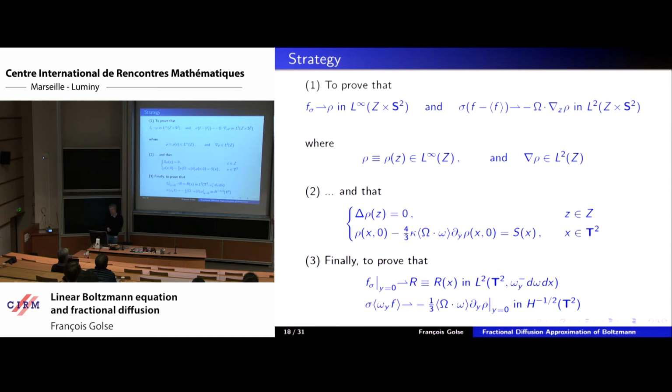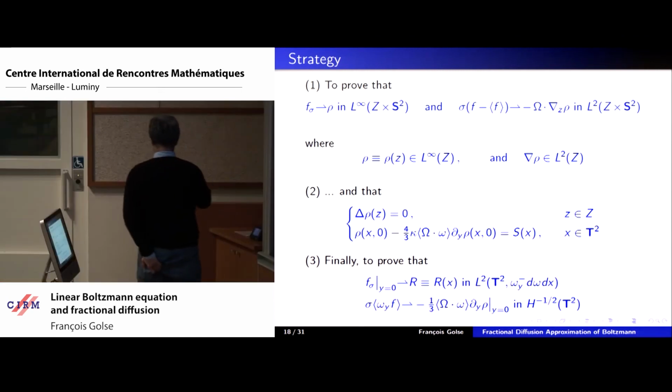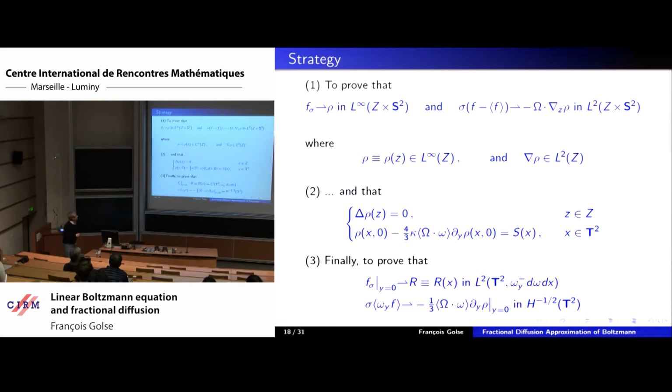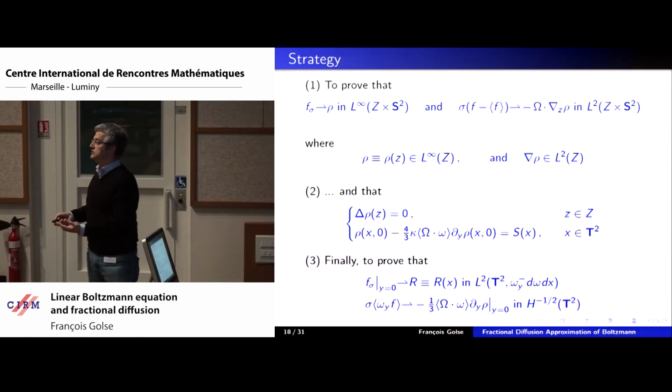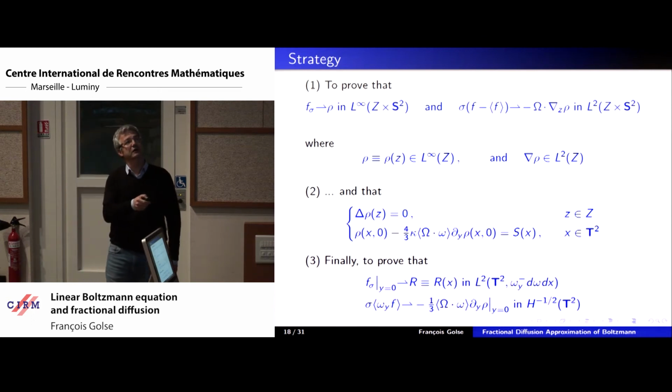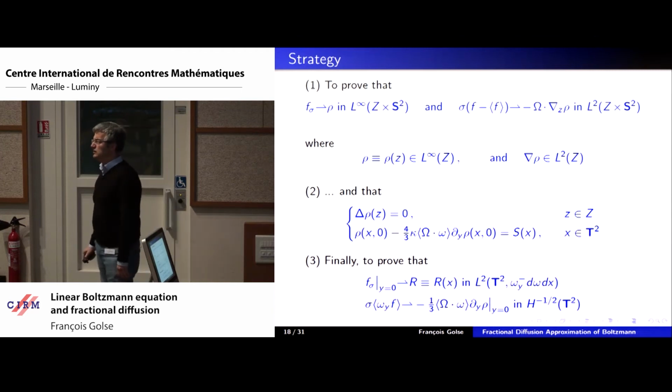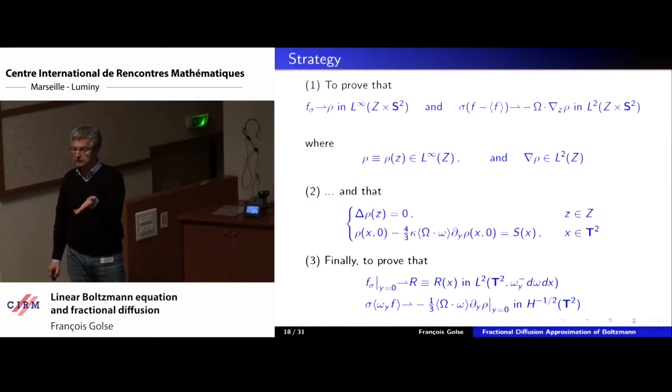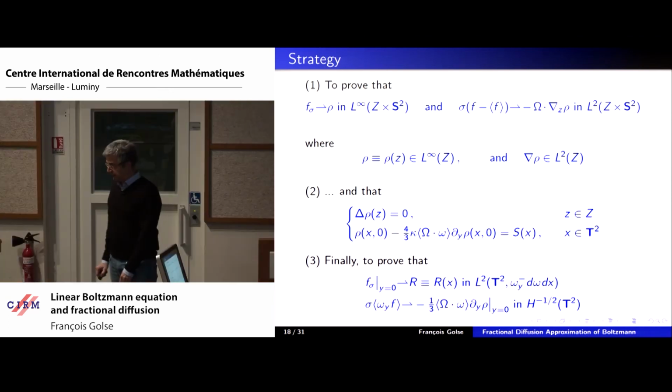Well, the strategy is fairly analogous to what you would do in the standard diffusion limit. First you have to prove that because f sigma is uniformly bounded in L infinity, modulo extracting subsequences, it's going to converge weak star in L infinity in z and omega to some function rho, which is going to be a function of x only because, to leading order, the Boltzmann collision integral will tell you that the limiting function, the limit of f sigma, has to be in the null space of the collision integral.